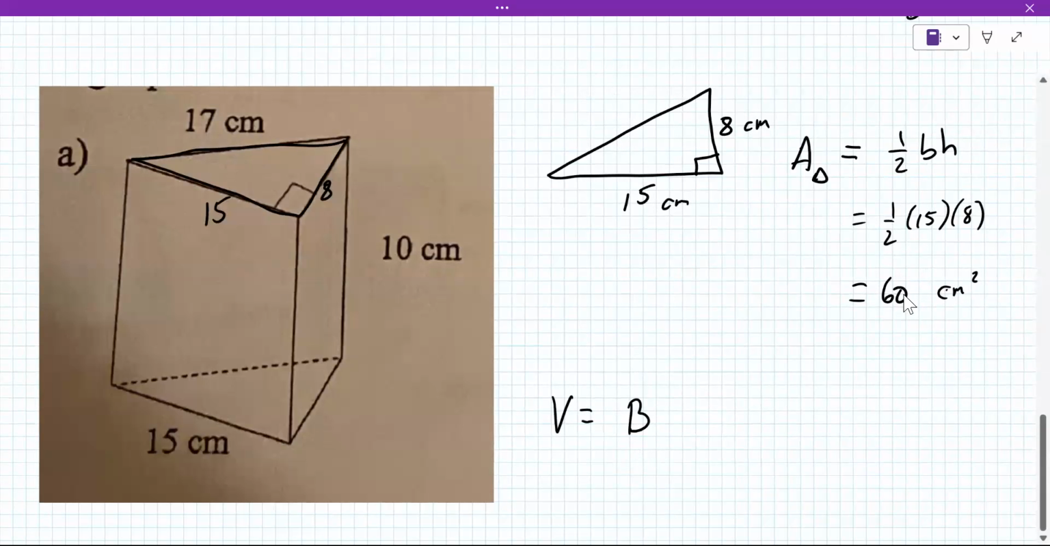Now the volume is the base shape, which is the triangle. The area of the base shape, which you just found is 60, times the height. The height of the prism, though. What is the height of the prism this time?